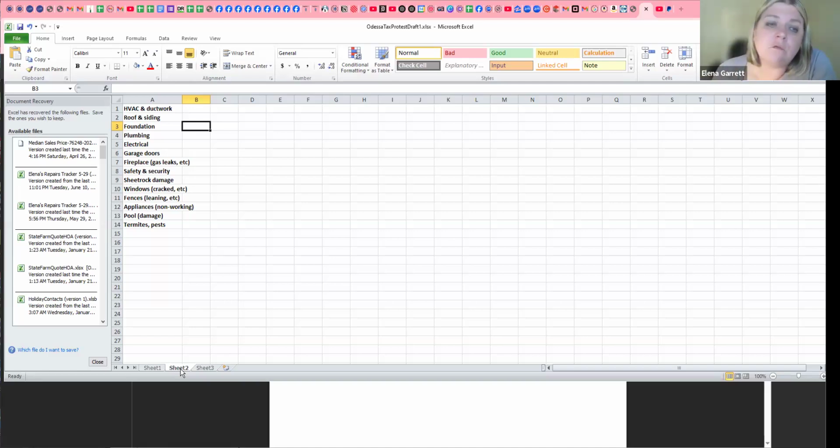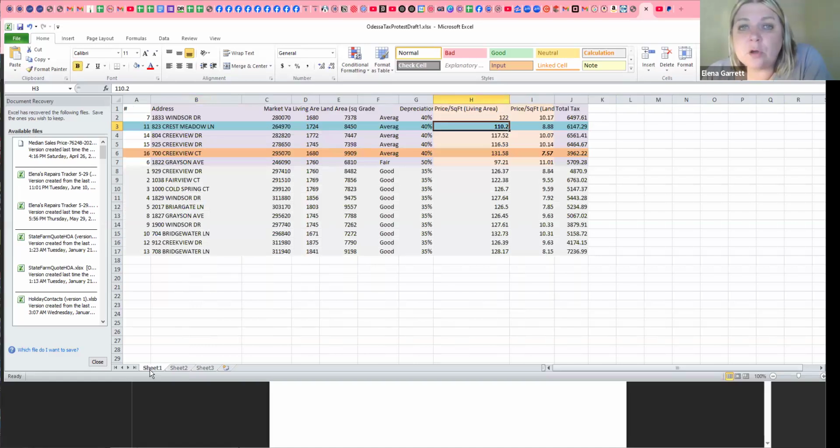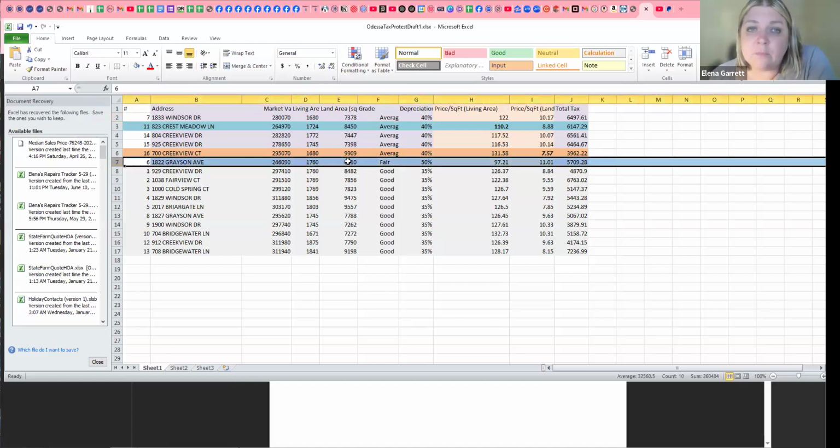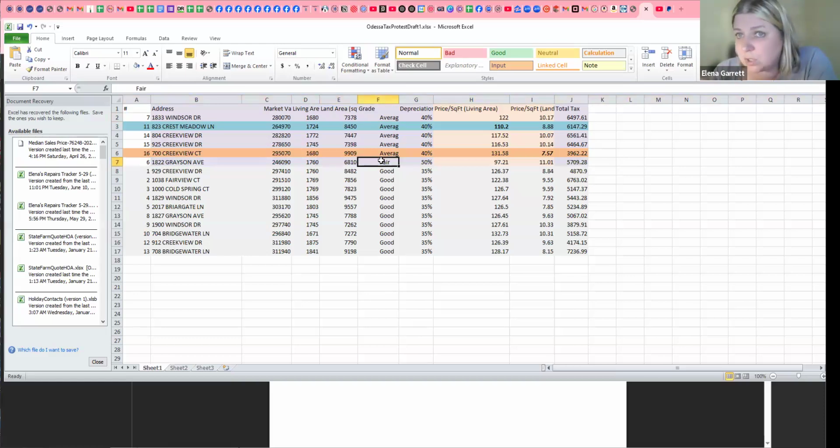So on top of me saying that I am being charged more than my neighbors are for my improvements, I also want to tell you that I don't think that my condition should be average. I think it should be considered fair, because honestly, with so many repairs, it's hardly comparable to my neighbors. So I also would like to request a downgrade of my condition to a lower condition rating. And that is the gist of your argument.